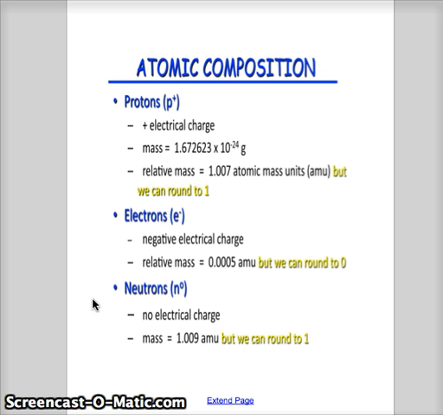The final subatomic particle we will be talking about is neutrons. They do not have a charge, hence the n to the 0 power. The mass of a neutron is relatively similar to the mass of a proton. It's a little bit higher, 1.009 AMU, but like we did in the other two, we're going to round to 1. So if you have a proton, it has 1 AMU, electron, no AMUs, neutron, 1 AMU.